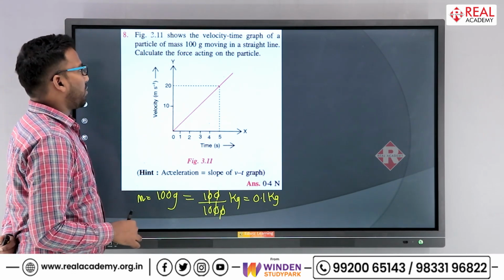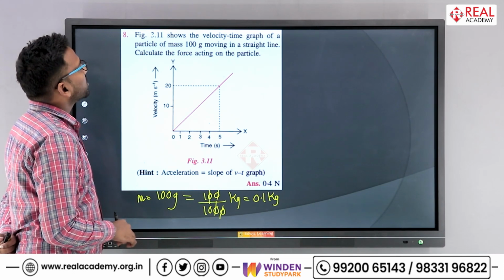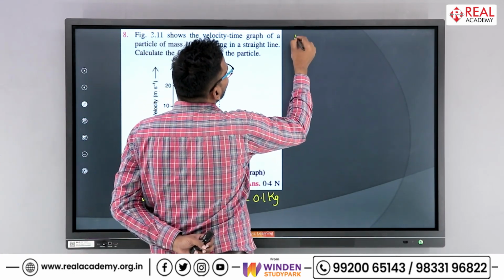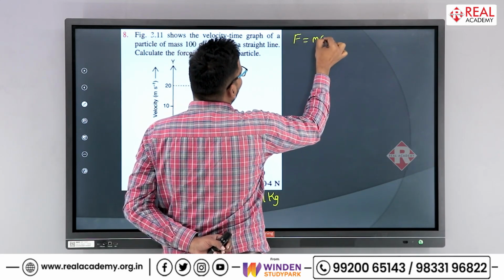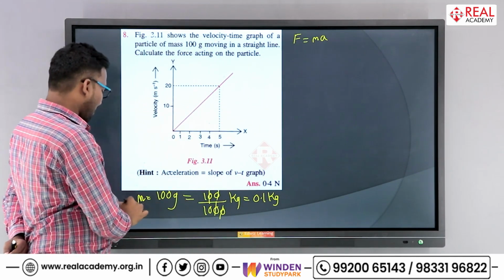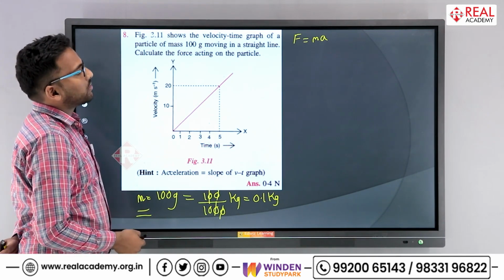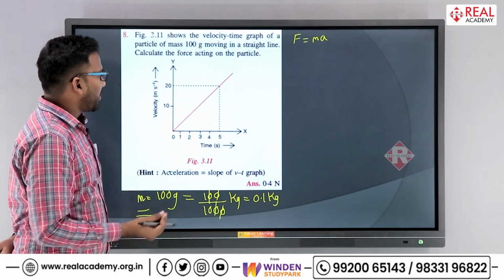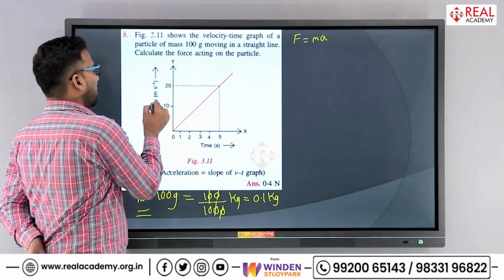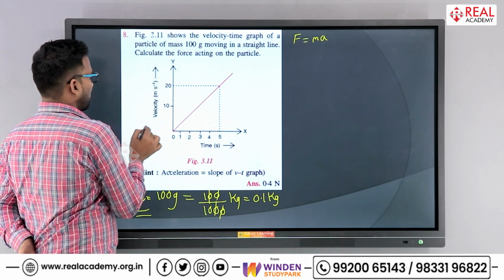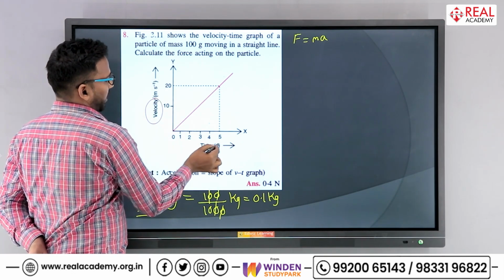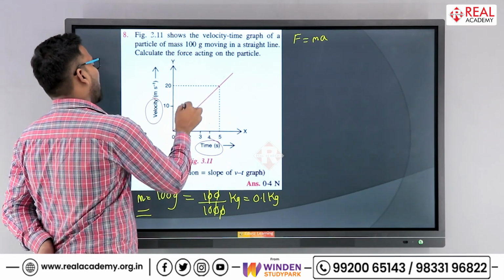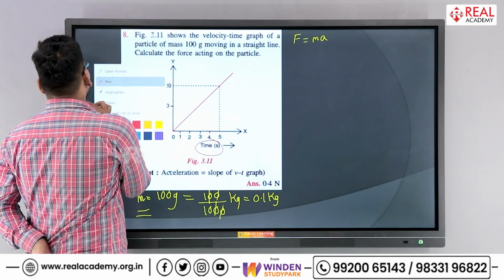Calculate the force acting on the particle. So for force, obviously we will use the second law, F is equal to m into a. We do have m in the given data, but we don't have a. How to find a? For that purpose, they have given us the graph, velocity with respect to time, right? It's a straight line, so at any point the slope will be the same.